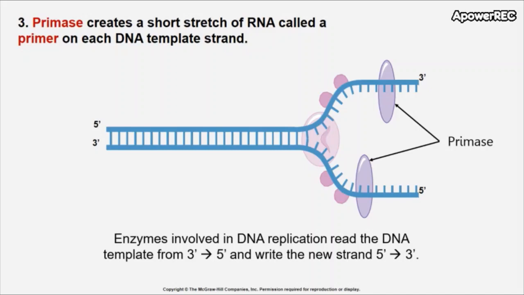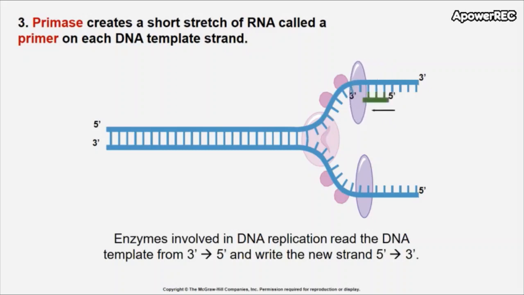The bottom strand is written with 3' on the far left side and 5' on the far right side. And so that means that this primase on the bottom strand is going to go from left to right. It's going to read 3' to 5'. And as it's reading, it's going to start writing the new nitrogenous bases 5' to 3'. So it should look something like this.